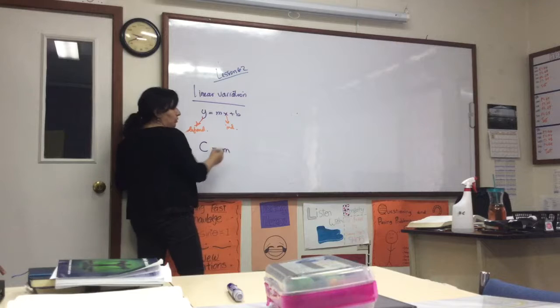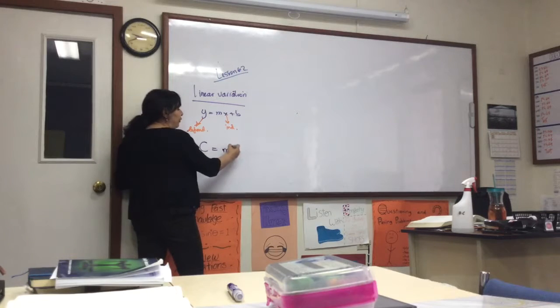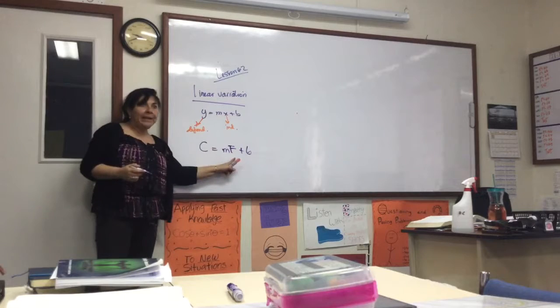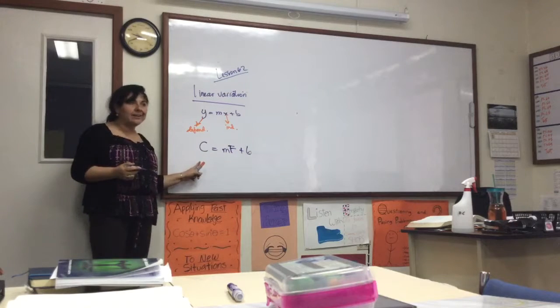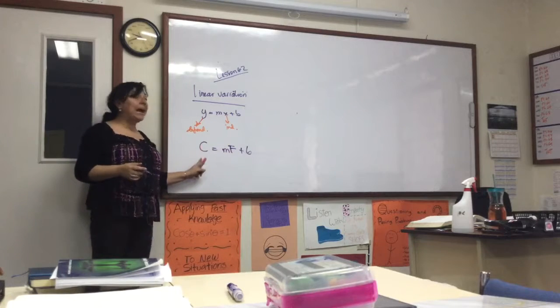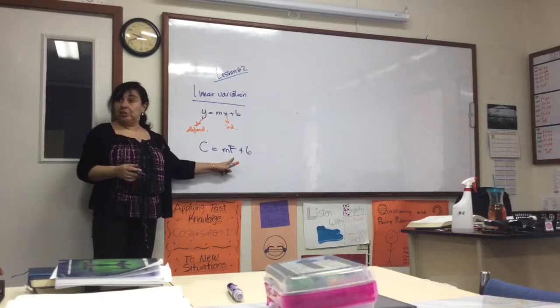And m is still the slope. What are calories going to be directly related to? Food intake, for example, right? The more food you eat, the more calories you're going to get. That's a no-brainer. So the calories vary linearly as the amount of food that you eat.